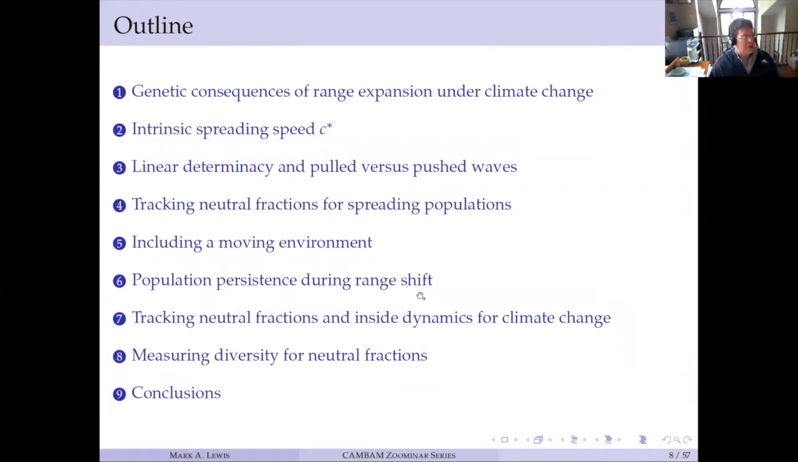And then I'll talk about a moving environment. And so this would be one of these habitat patches shifting at a given speed. And then when I do that, I'll first start talking about the population persistence question during range shift. And then I'll move to tracking neutral fractions in these habitat patches. And then finally, because things by that time will be kind of complicated, I'll try to simplify things down into kind of simpler ways that we can measure genetic diversity for these kinds of questions that are easier to communicate than solutions to partial differential equations. And I'll end with conclusions.